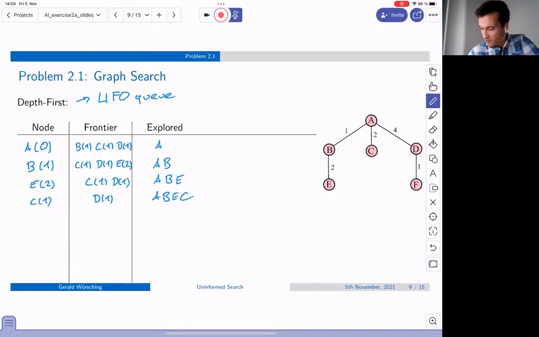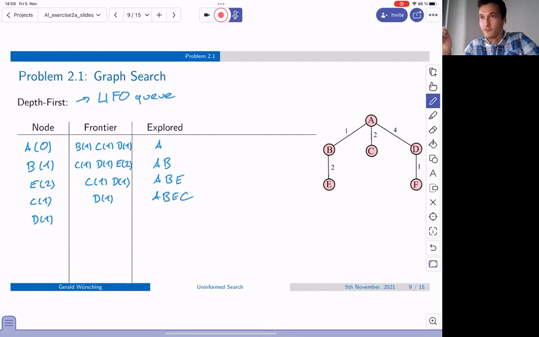Then we have the next step. So this is now very simple because we only have one node left in the frontier. So we just choose the only node that's left in the frontier. Now, again, who can tell me what the frontier looks like? Remember what we've said before? What does the frontier look like?